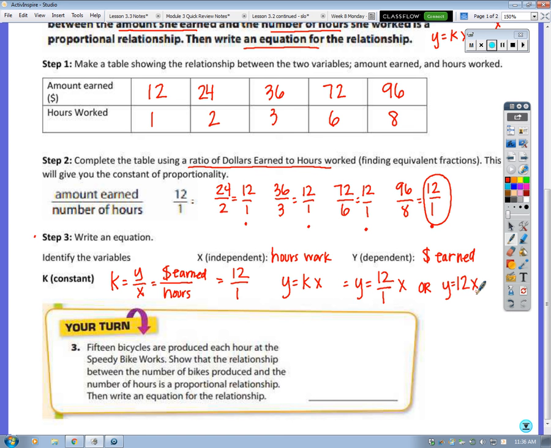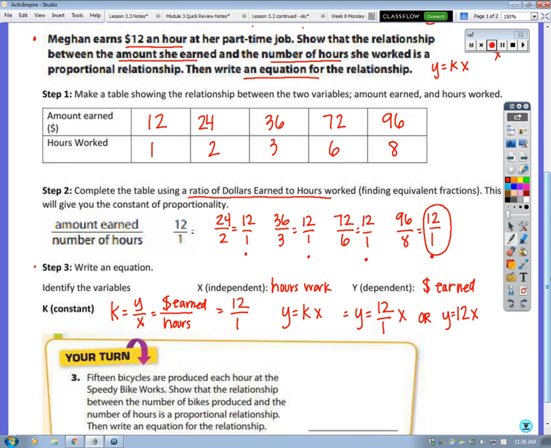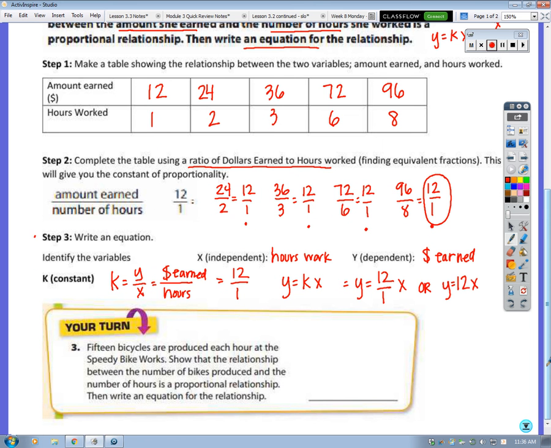So when you get practiced at these, when you do a lot of these, you'll be able to just take a look at the equation and be like, oh, she earns $12 an hour. If they give you a rate of $12 an hour, you might think, okay, well, that's proportional. I know how to write this equation. But they may not always be constant.